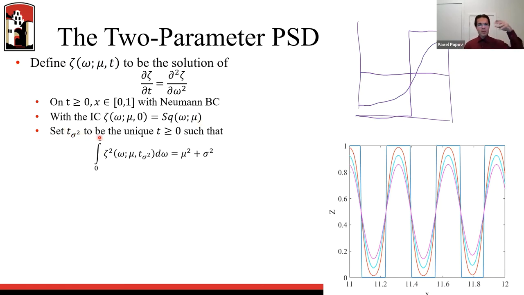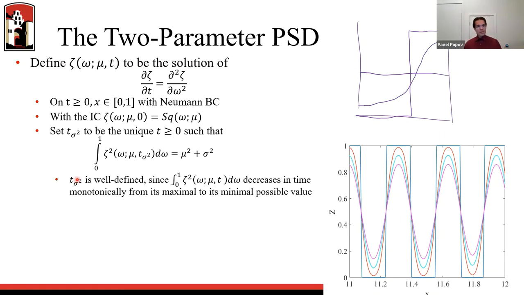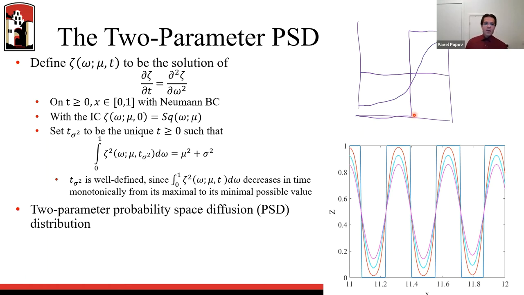and let's set t of sigma squared to be the unique time greater than zero such that the second moment of zeta integrated from zero to one is going to be equal to mu squared plus sigma squared. So that is just the mean squared plus sigma squared. So basically that is the value that the second moment should have. Okay, and it is easy to see that this value of t sigma squared is well defined because for a mixture fraction which varies between zero and one, the initial condition, which is the square pulse, has the maximum possible variance, and the variance decreases monotonically until the variance is exactly zero.